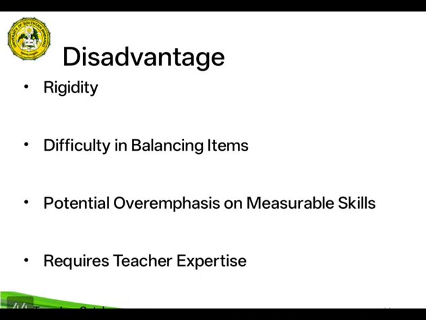Next is potential overemphasis on measurable skills. Example, creativity or collaboration may not be easily mapped to standard or cognitive level and can neglect non-cognitive aspects of learning. It requires teachers' learning expertise. And sometimes, misalignment between topics, standard, and cognitive levels can happen if teachers are inexperienced with TOS construction.